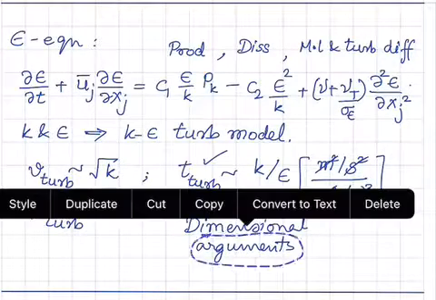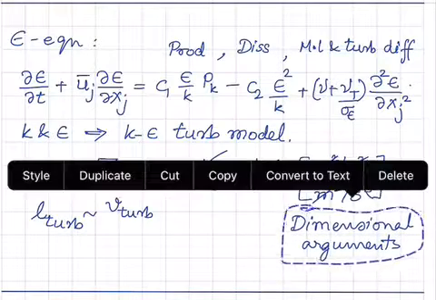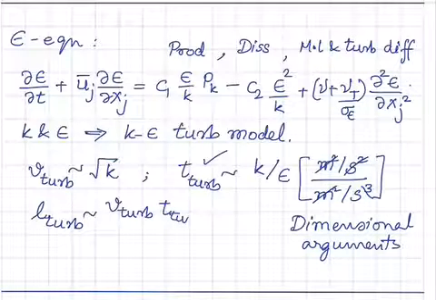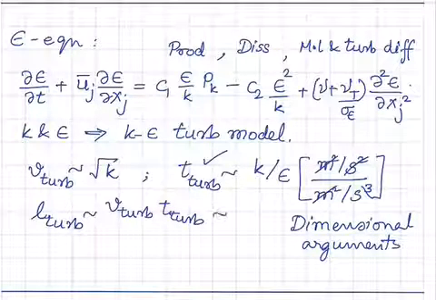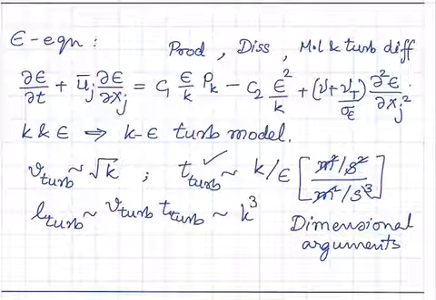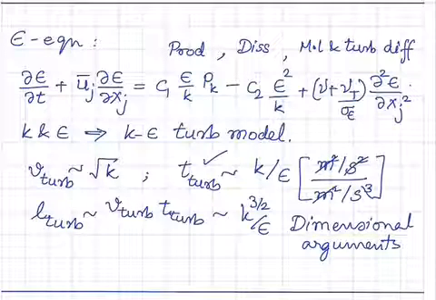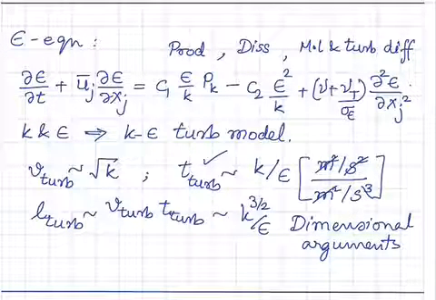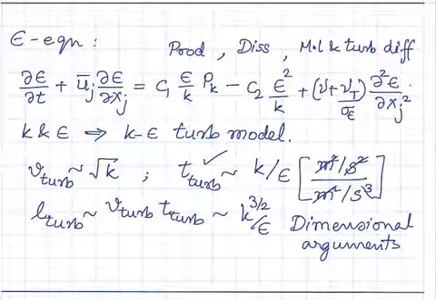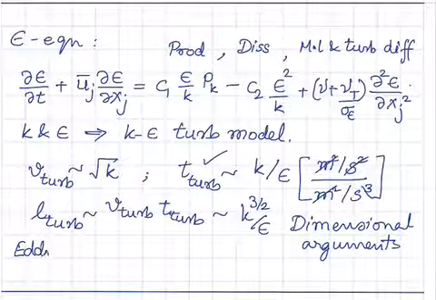Let's make some space here so that we can actually work our way through. The turbulent time scale essentially gives us square root of k times k by epsilon, so it's k to the power of 3 halves by epsilon. So now using k and epsilon we get an estimate of the time or the length scale of the turbulent eddies.